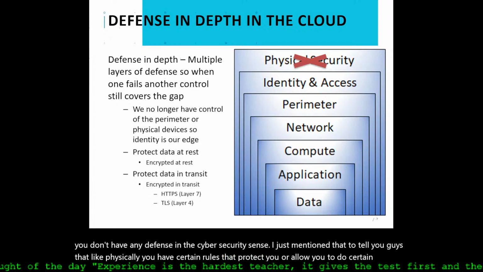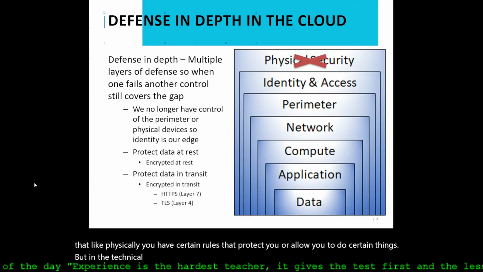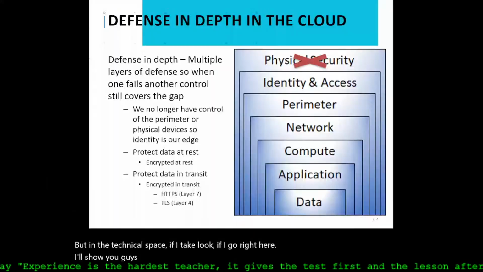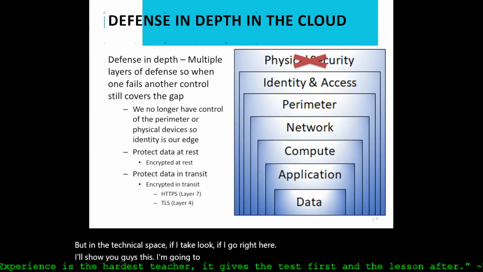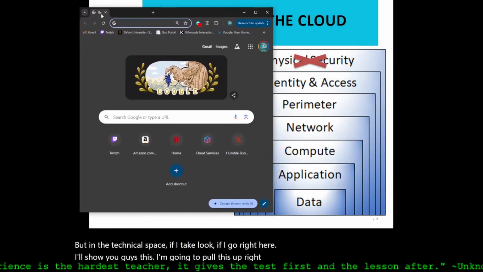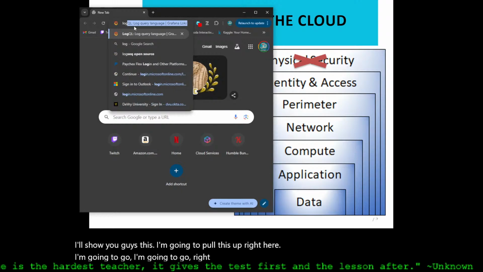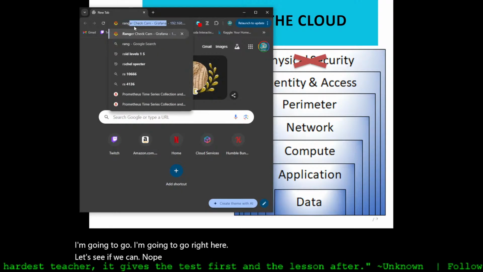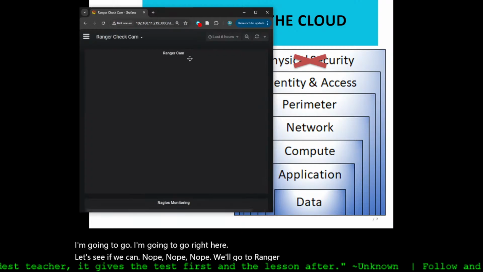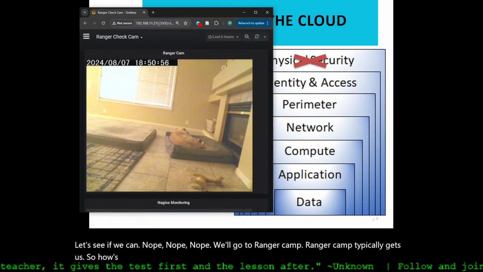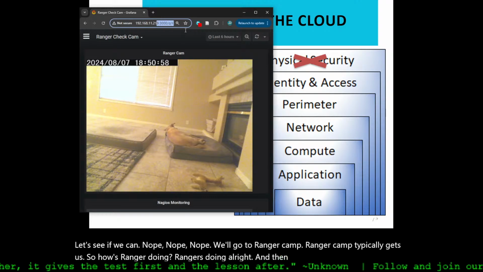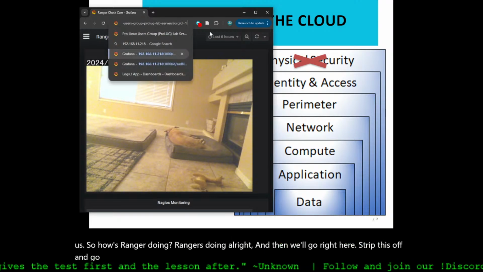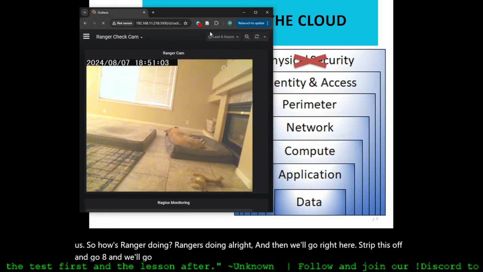But in the technical space, if I go right here, I'm going to show you guys this. I'm going to pull this up right here. Let's see if we can, nope. We'll go to Ranger Cam. Ranger Cam typically gets us there. How's Ranger doing? Ranger's doing all right. And then we'll go right here. Strip this off and go 8. And we'll go to our logs here.